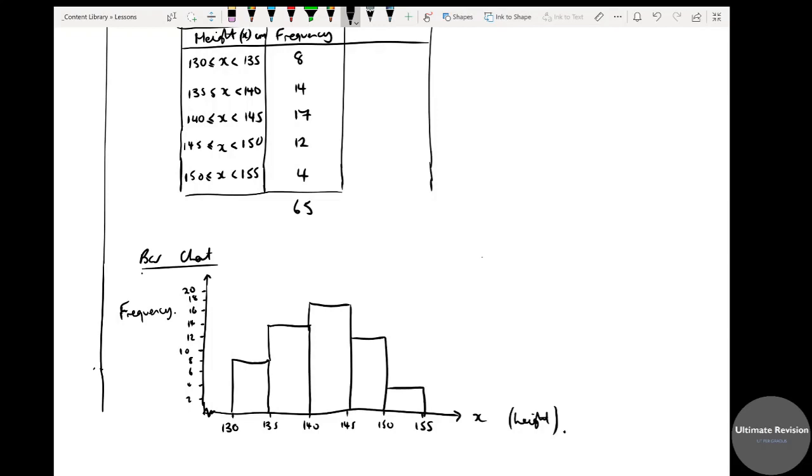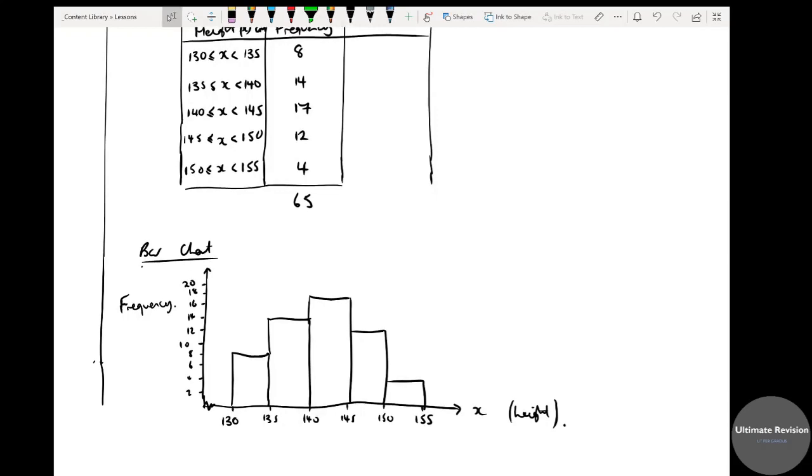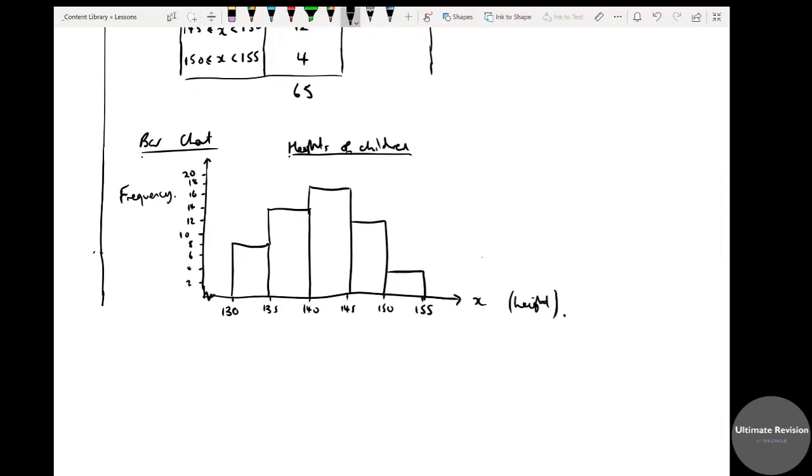And you can see that's quite a nice way. Now, I've labelled the axes, which is good. I need to put a title on the bar chart. We don't know what this is actually, so let's say heights of children. There. I need to make sure I put a title on that as well. And that is a bar chart. You would have seen bar charts probably in primary school even.